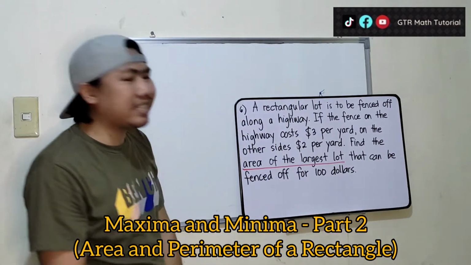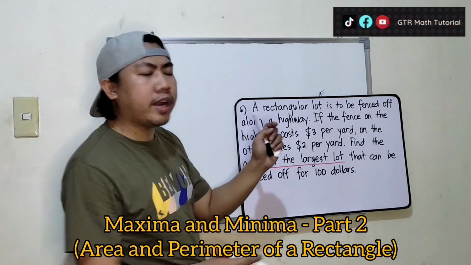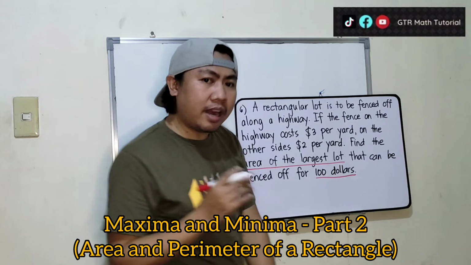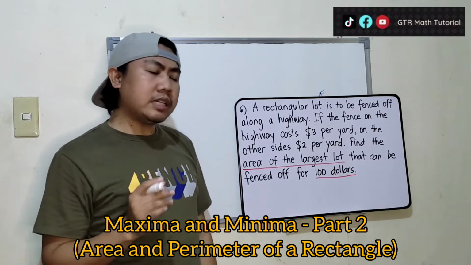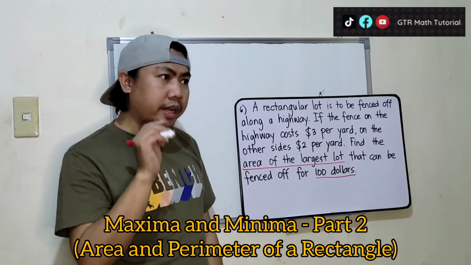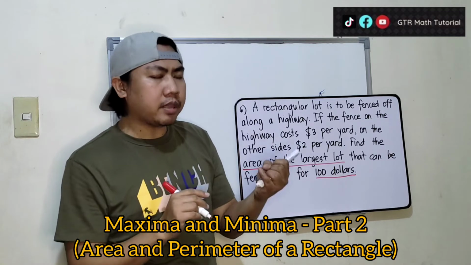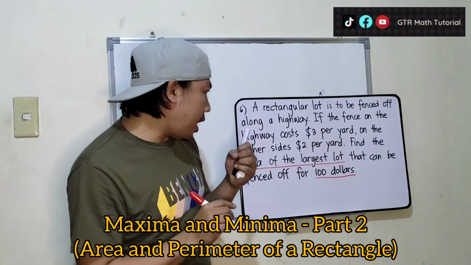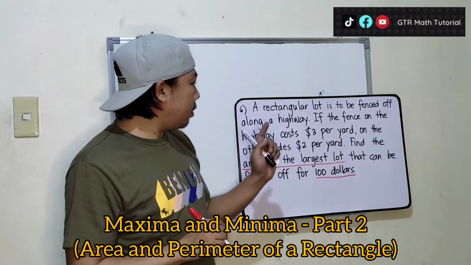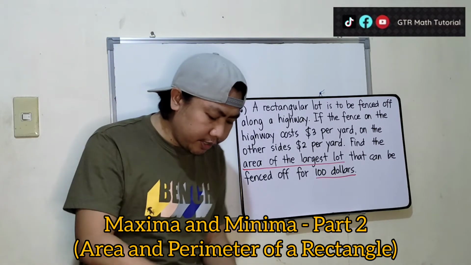So we want to maximize the area that can be fenced off for $100. So the budget for the fence is $100, and we want to maximize the area. Therefore we have two equations. Again, the cost or the perimeter, then from the perimeter we can derive the formula for the cost, and then we want to maximize the area. So let us draw first the figure.